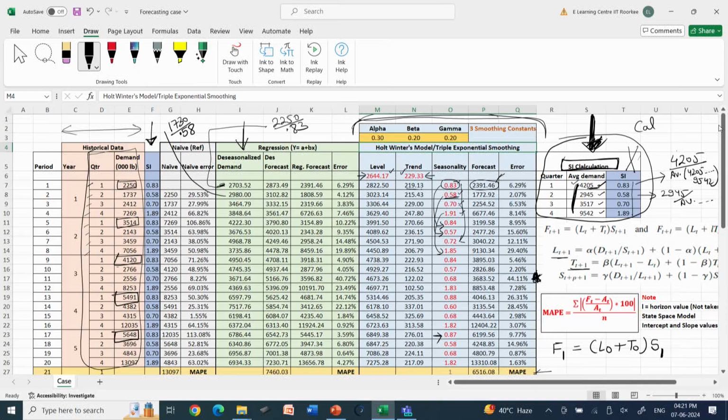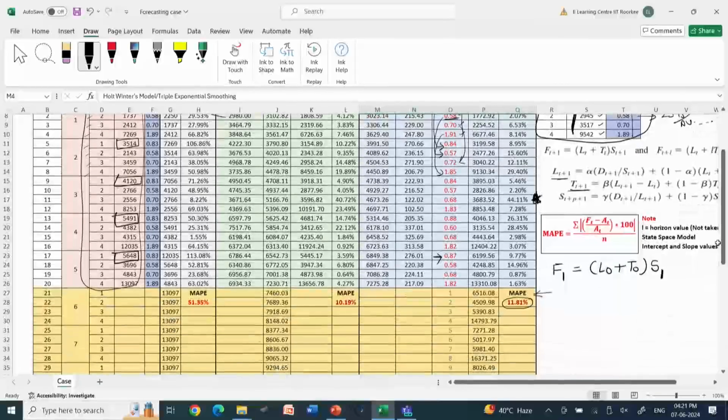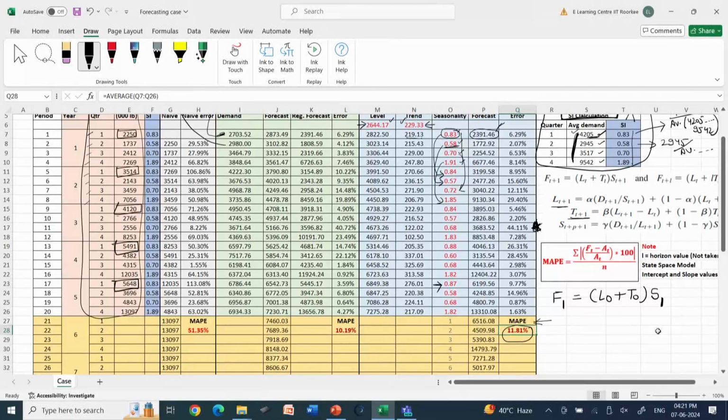We have built the formula of MAPE into this table as well. If I go to the MAPE cell, Q28, you can see the formula there. This is the average of Q7 to Q26. We have calculated the absolute percentage error for every value in column Q, and the average of all these error values gives us our mean absolute percentage error.